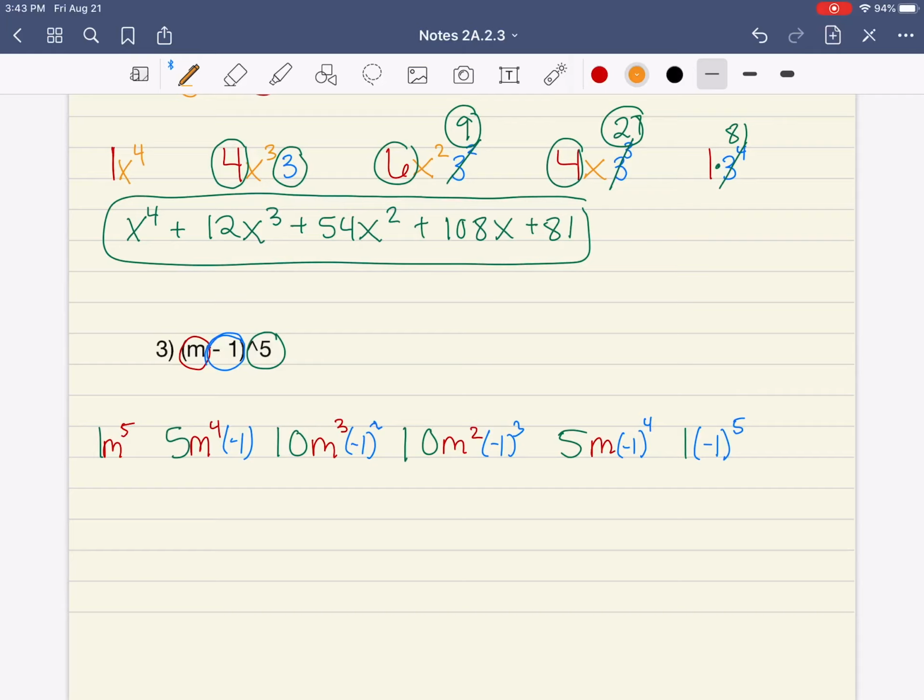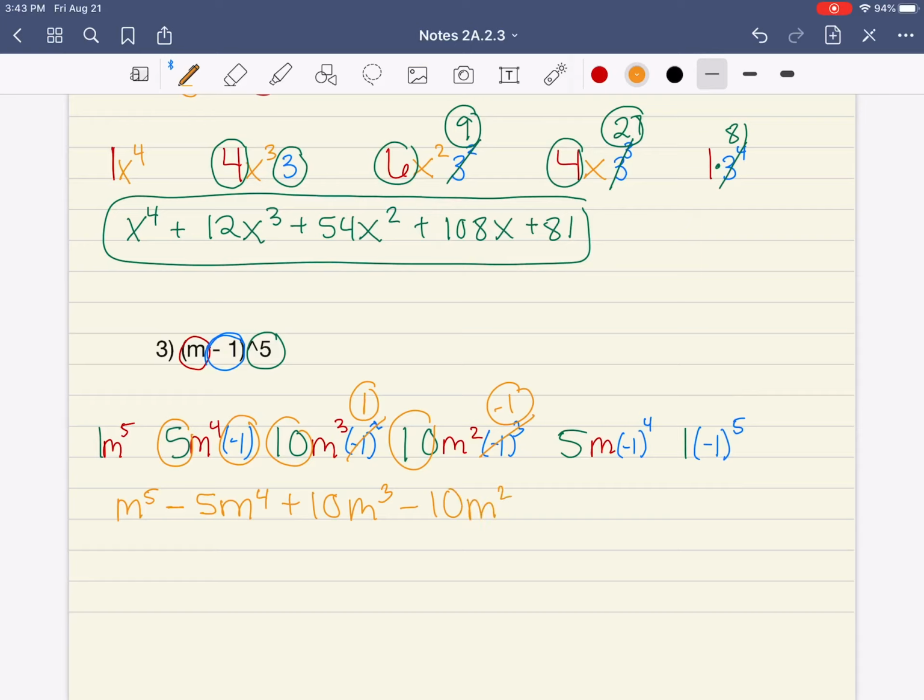So my first one is just 1m to the 5th, so that just stays m to the 5th. Now we're multiplying 5 times negative 1, so it actually becomes a minus 5m to the 4th. Here we have negative 1 squared, that comes first. So negative 1 times negative 1 is actually positive 1, so 1 times 10 is actually positive 10m cubed. So see how the first term is positive, the next one's negative, then it goes positive. And then here you have negative 1 cubed. Well, negative 1 times negative 1 times negative 1 is negative 1. So 10 times negative 1 is negative 10, and then you have m squared.